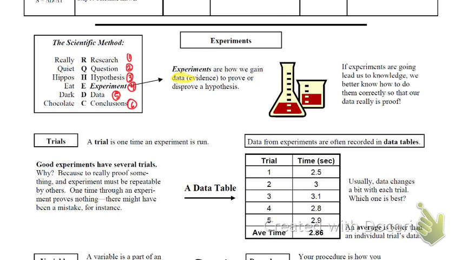Okay? So you'll put your data into a table. This one has trial, and then they were timing things. So each time they were seeing how long it took. And then since they have multiple trials, you take the average of those to get a number to work with. So putting them together is better to see what actually happens over time instead of just picking one and saying that that's what's going to happen every time. Okay?